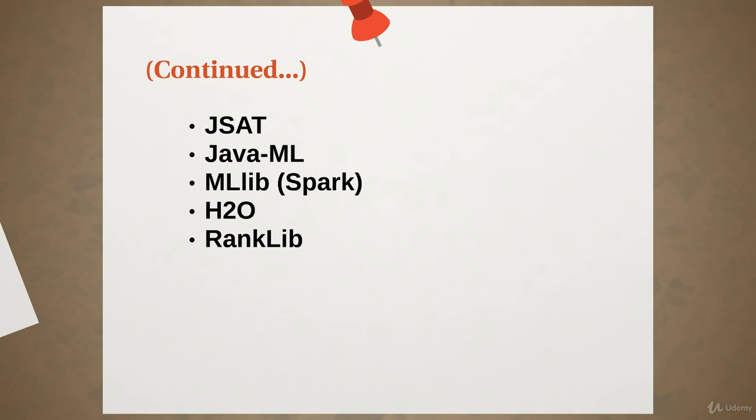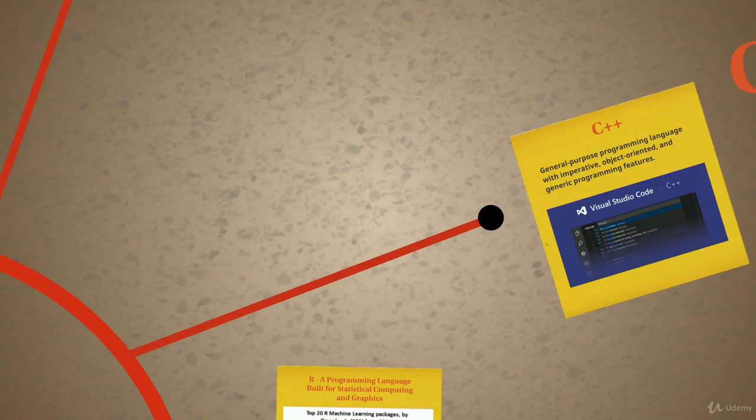The list, though, goes on. We have JSAT. Java-ML is a Java API with a collection of machine learning algorithms implemented in Java. You have MLlib, which of course is Spark, and this again is Apache's scalable machine learning library through Java. This is also supported in Python, ironically, although it does not get used as much. You have H2O, which is another machine learning API that's used commonly, and RankLib as a library of learning to rank algorithms. So Java, a lot of opportunities out there, gets used a lot if you're developing applications.